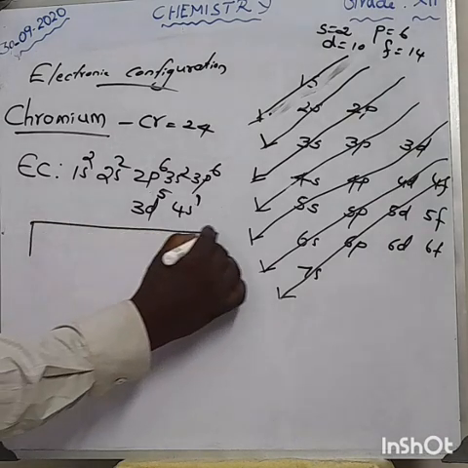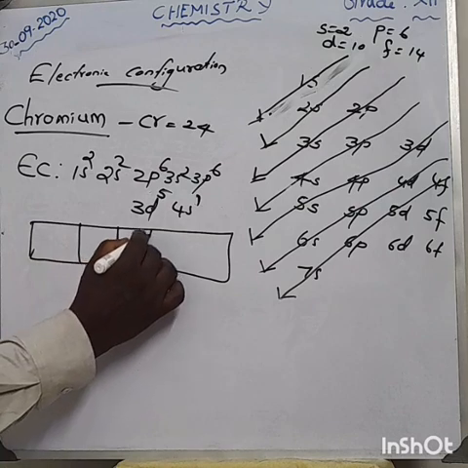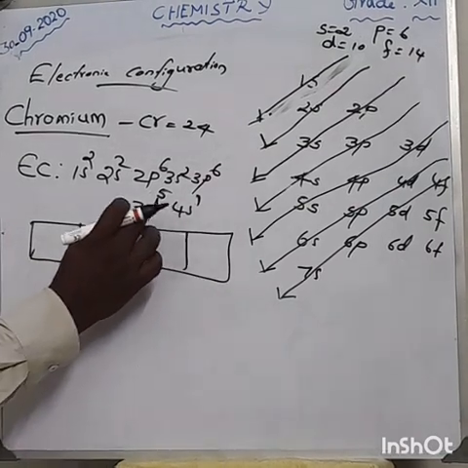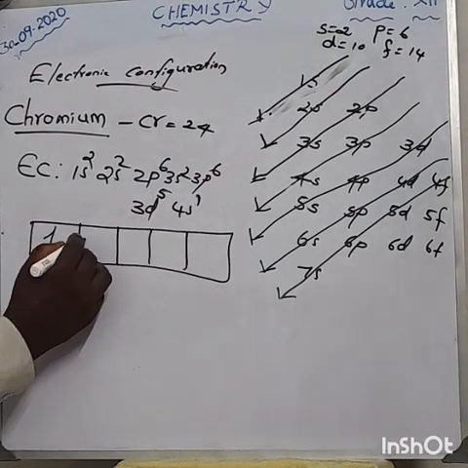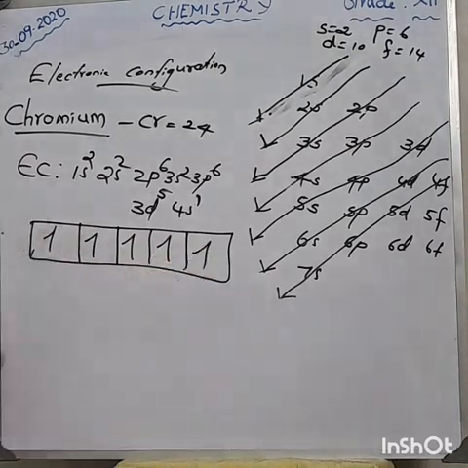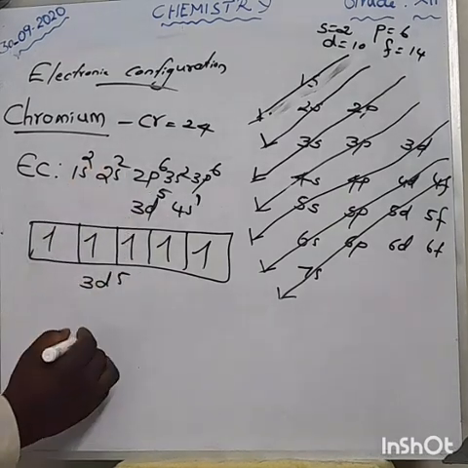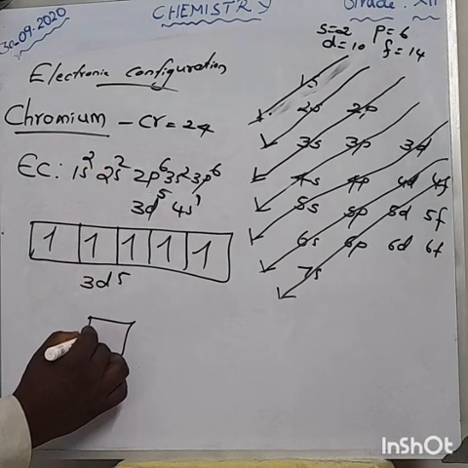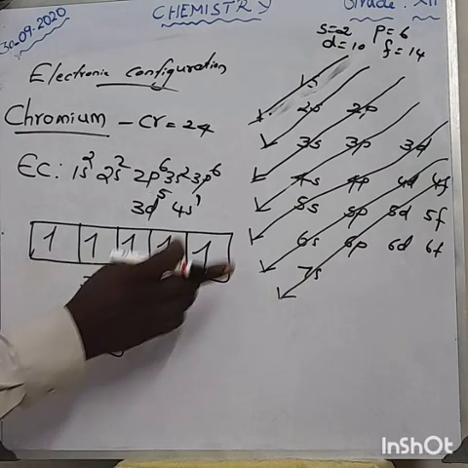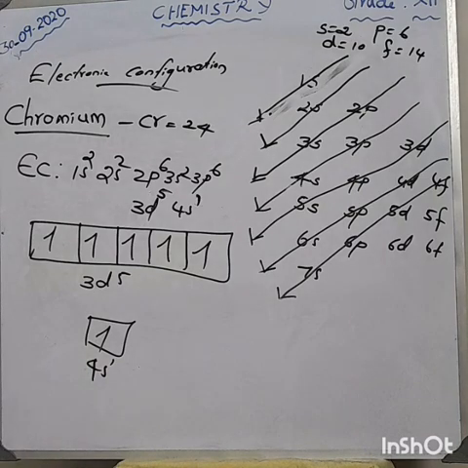This is the 3d subshell. If you write 5 electrons, that is 1, 2, 3, 4, 5. This is stable, 3d5. So we write it like that. And about the 4s, this is stable, half filled. 4s1. This is half filled. This is the actual correct electronic configuration of chromium.